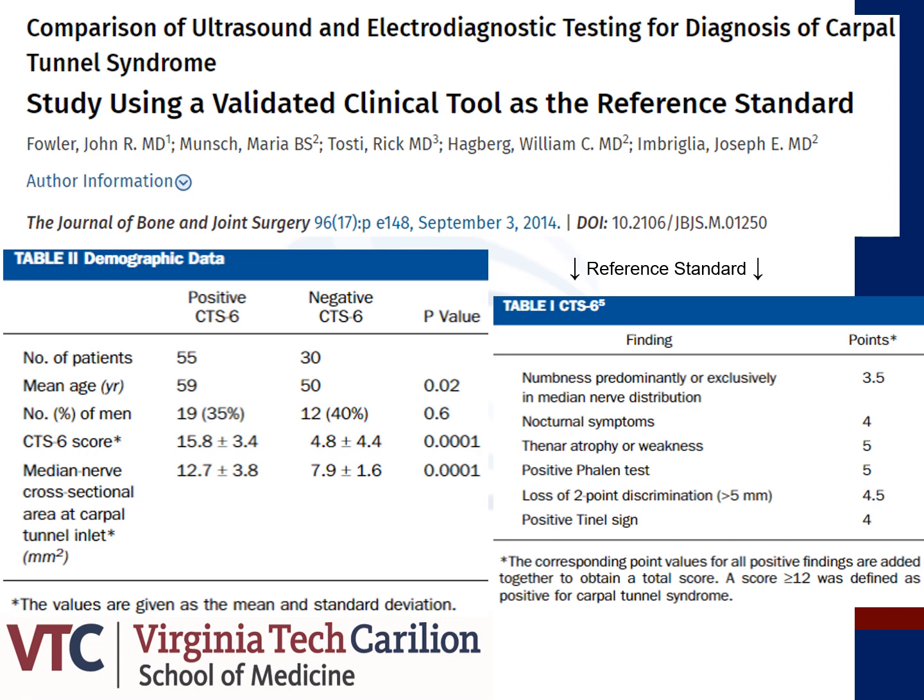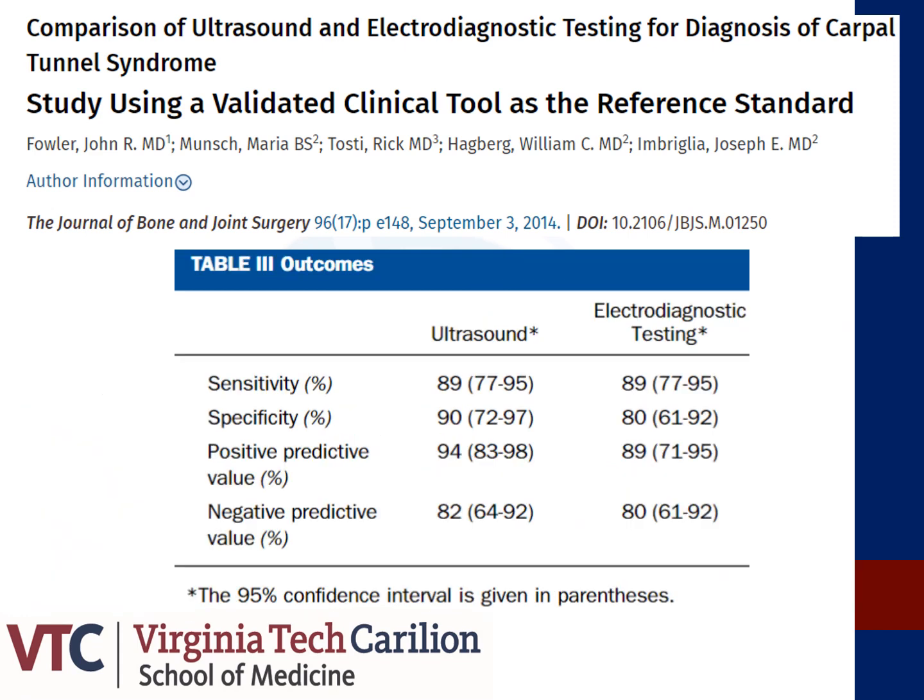When comparing the sensitivity and specificity of ultrasound and electrodiagnostic testing, this slide demonstrates that ultrasound for the diagnosis of carpal tunnel syndrome does have appropriate sensitivity and specificity in comparison to our standard electrodiagnostic testing in order to utilize it for diagnostic purposes.